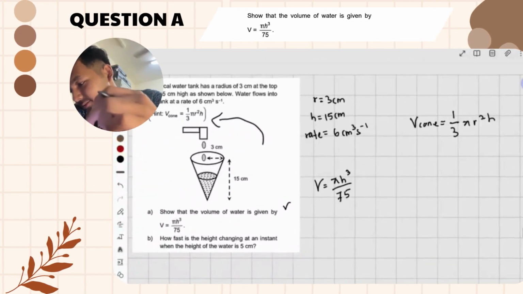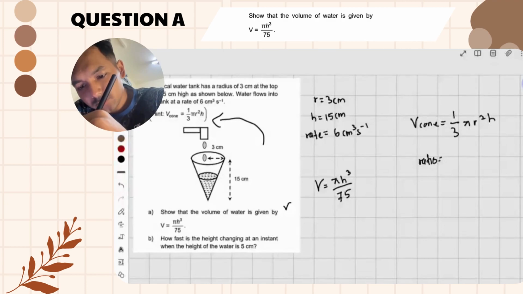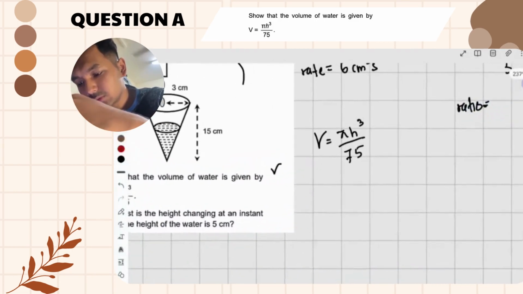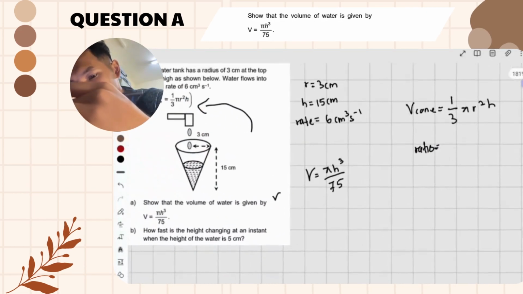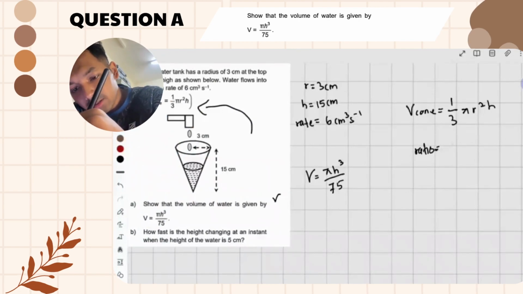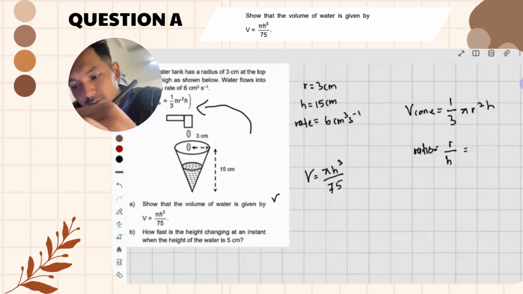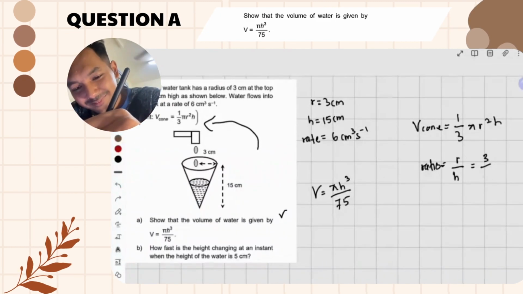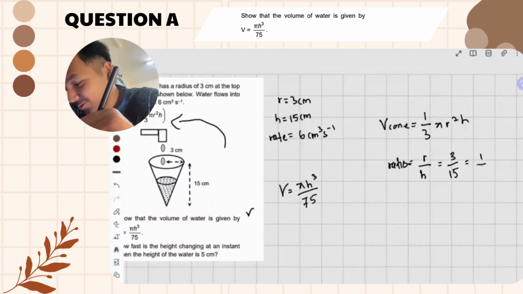Alright, next we need to make a ratio. The reason we need to make a ratio is that in the question it says V equals pi h³ over 75, so we need to eliminate r, or substitute the r algebraically. So the ratio, we will get radius over height. The information given is radius 3, height 15. Then we simplify, we get 1/5.